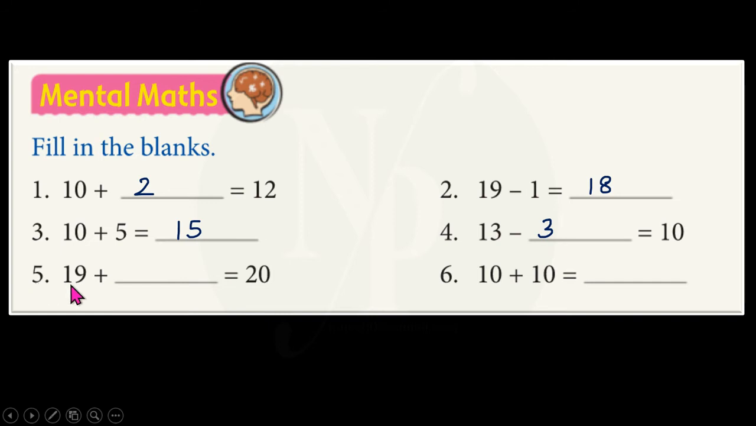Question number 5. 19 plus dash is equal to 20. On adding 1 to 19 we get 20. That is 19 plus 1 is equal to 20. Question number 6. 10 plus 10 is equal to dash. 10 plus 10 is 20. Write 20 here in this blank.